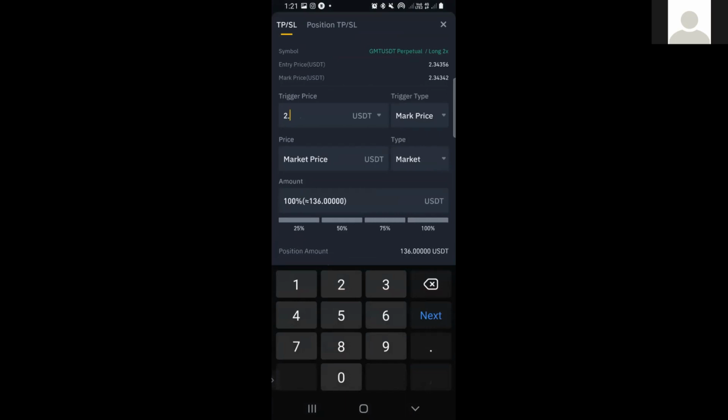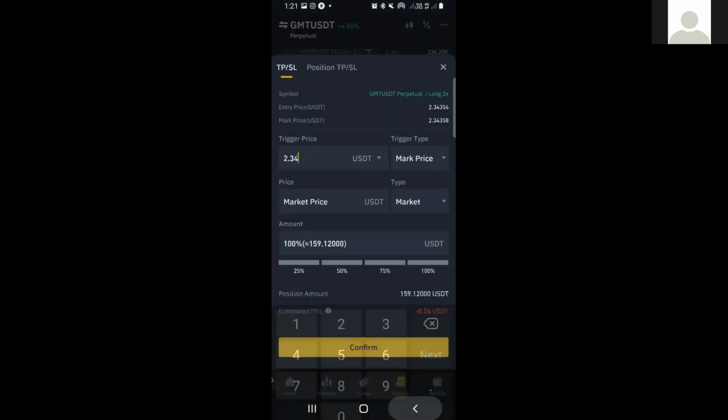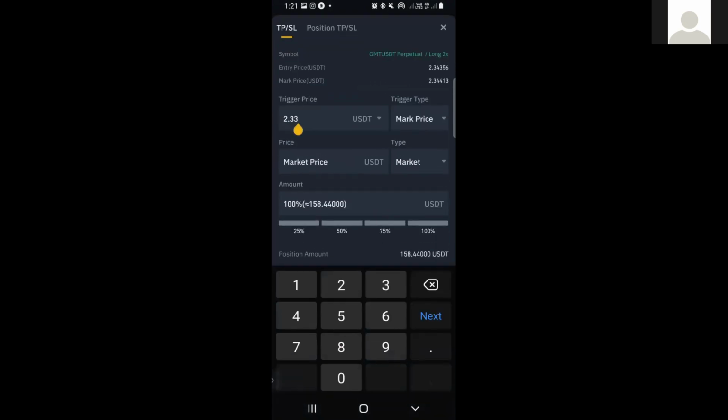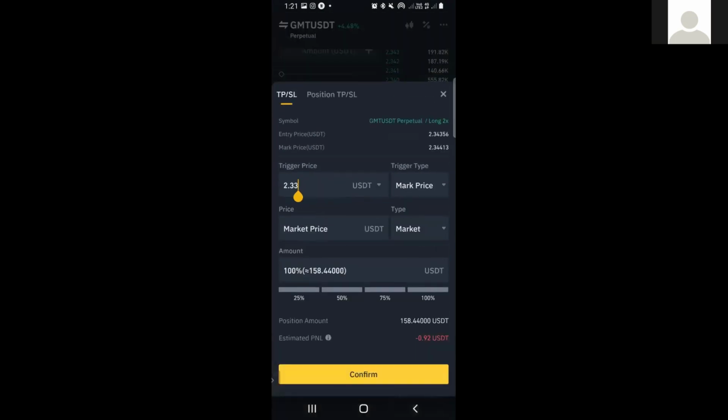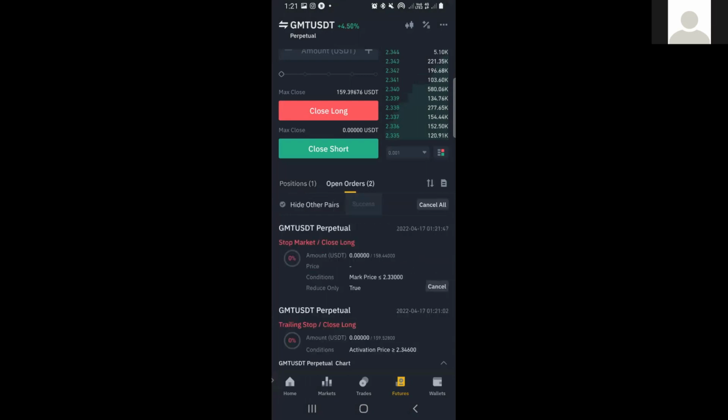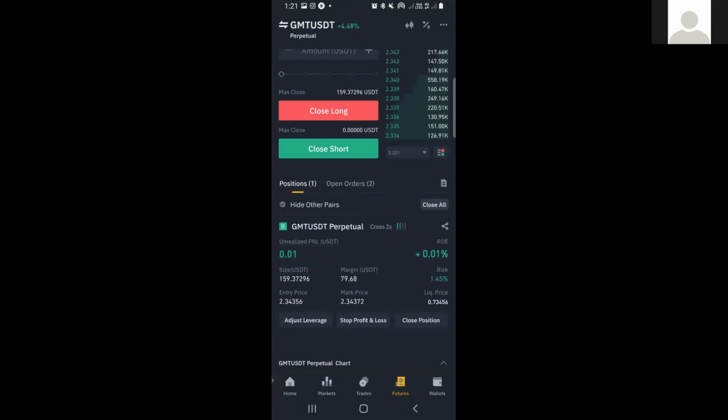And the good thing is you can always set the normal stop loss irrespective of 2.34. How much am I losing? Okay. Even though I have trailing stop loss here, I can always still place my normal stop loss.